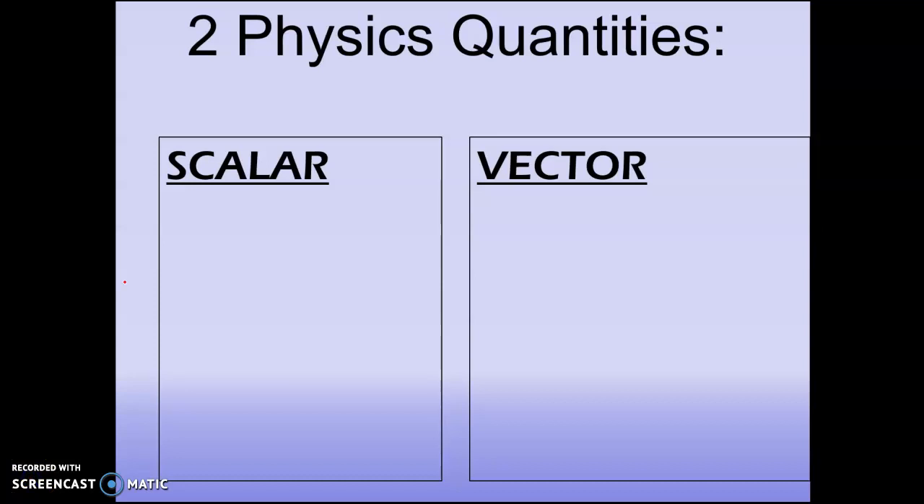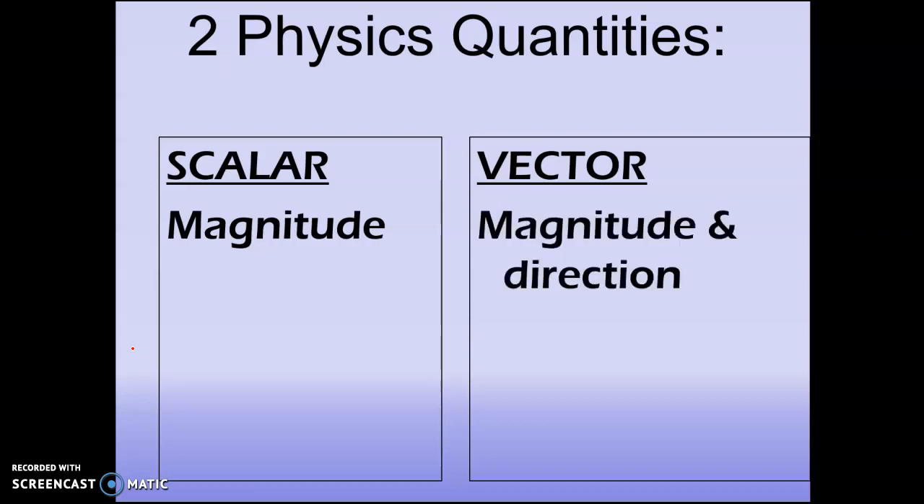The two types of physics quantities are scalar and vector. Scalar provides information of the magnitude of whatever you're collecting data with. Maybe it's time, distance. Vectors, on the other hand, give you two pieces of information, magnitude and direction. I remember the difference because scalar has an S for single. Scalar gives you a single piece of information, just magnitude.